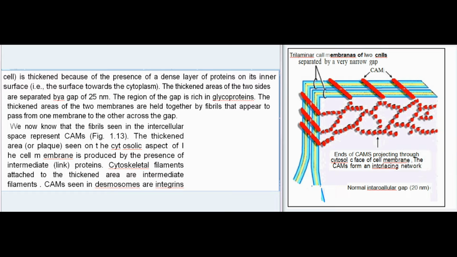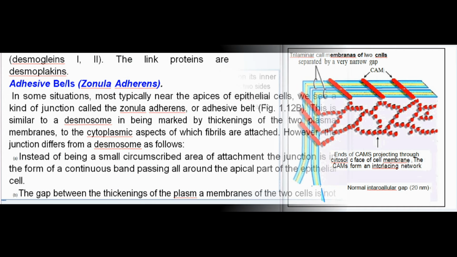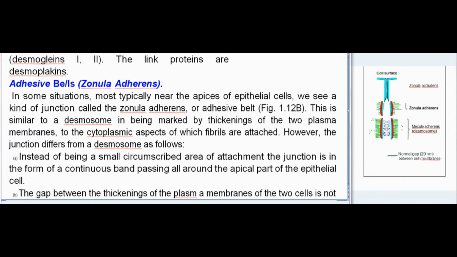We now know that the fibrils seen in the intercellular space represent CAMs, Fig 1.13. The thickened area, or plaque, seen on the cytosolic aspect of the cell membrane is produced by the presence of intermediate, link, proteins. Cytoskeletal filaments attached to the thickened area are intermediate filaments. CAMs seen in desmosomes are integrins, desmogleins. The link proteins are desmoplakins.